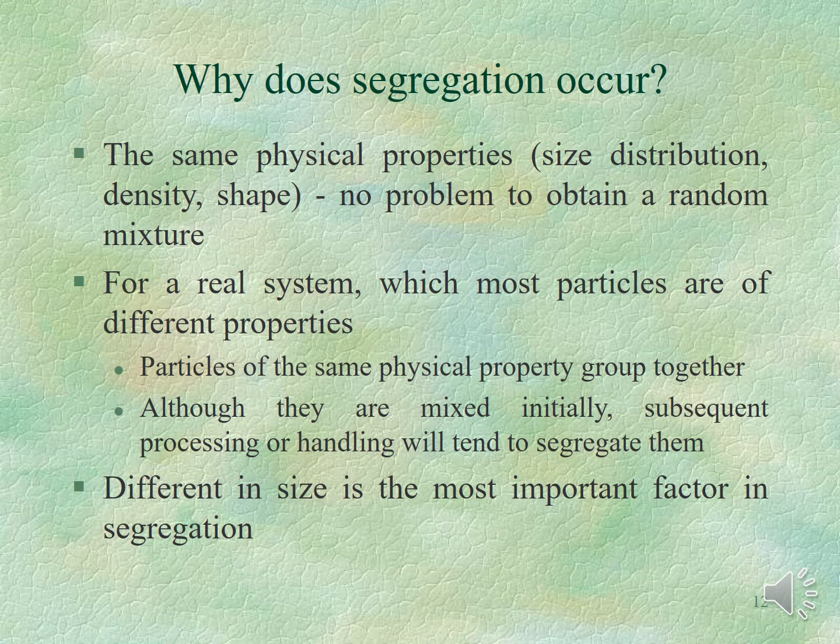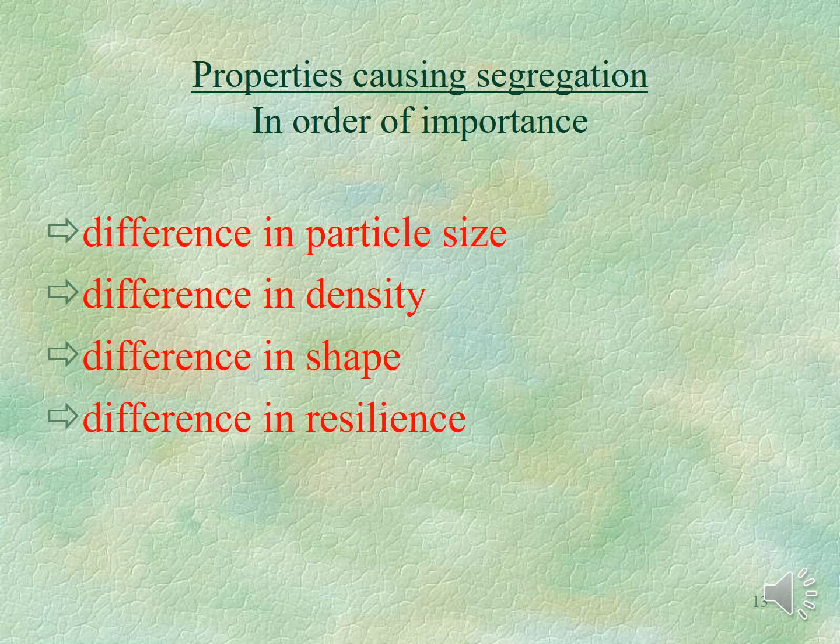Most of the time, we are mixing powder of small size with a big size, and maybe different density and so forth. From all these physical properties, the main culprit is the particle size. If I'm mixing powders with a hugely different size ratio, I should prepare to face the problem of segregation. So size by far is the main culprit in segregation. In powder mixing, most of the time we have differences in particle size, density, shape, resilience, hardness, composition, and so forth.